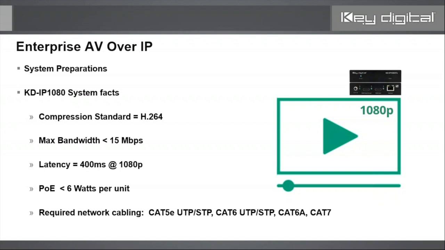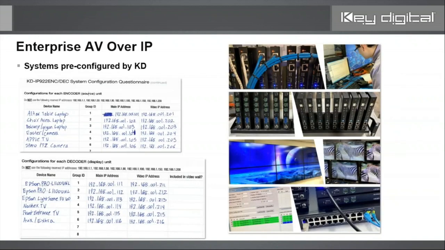And this system we use more for digital signage, bar and restaurant, and because it is so low bandwidth, you could use Cat5e for this system as well.